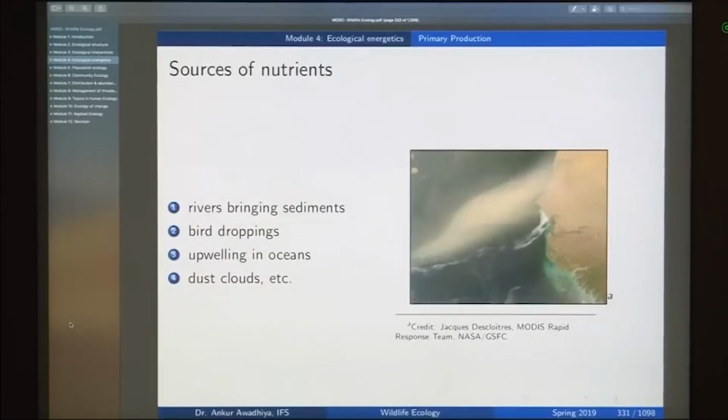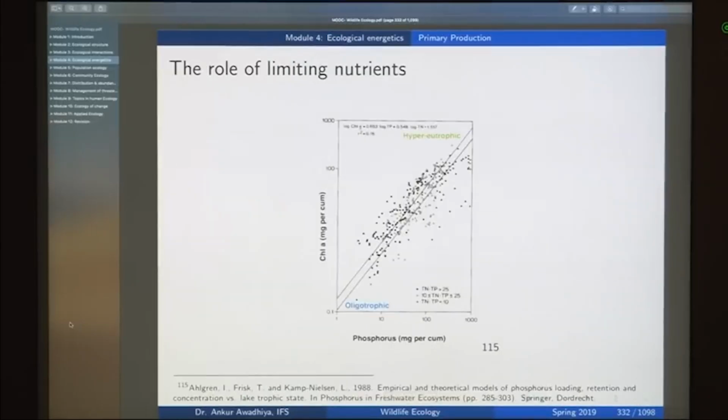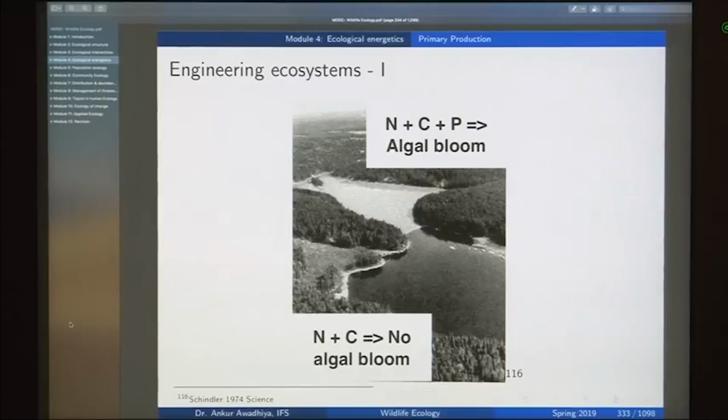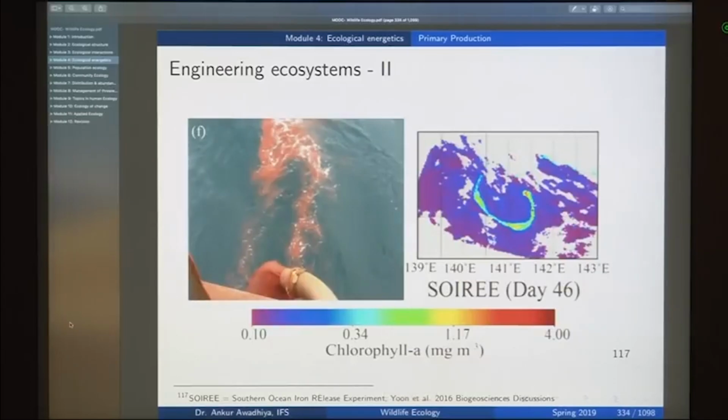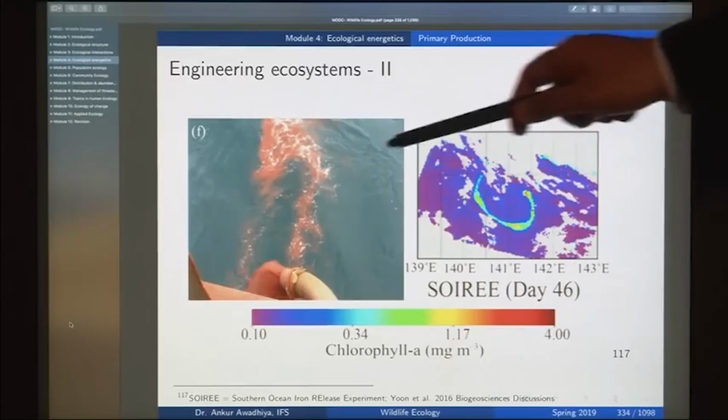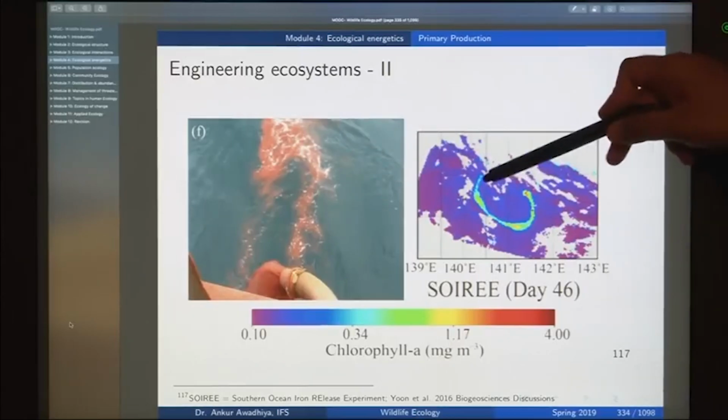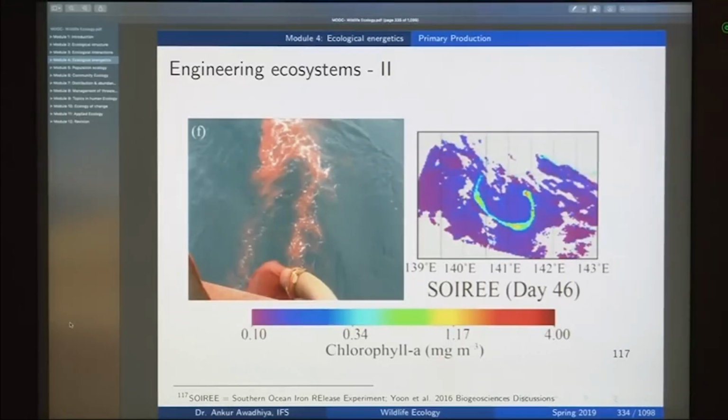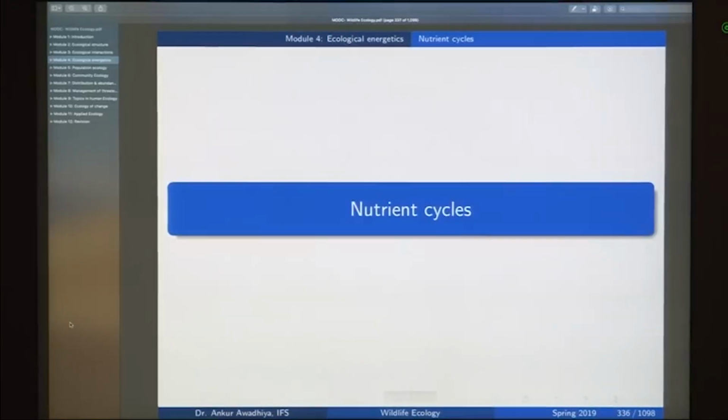Then we looked at the sources of nutrients: dust, bird droppings, upwelling, rivers bringing sediments, and so on. And then there is this role of the limiting nutrients. So, if there is a nutrient that is limiting the amount of productivity, you can play with that nutrient and even act on large scales, such as this example in which iron salts were put into the oceans and the photosynthetic efficiency increased a lot. So, this is known as iron fertilization.